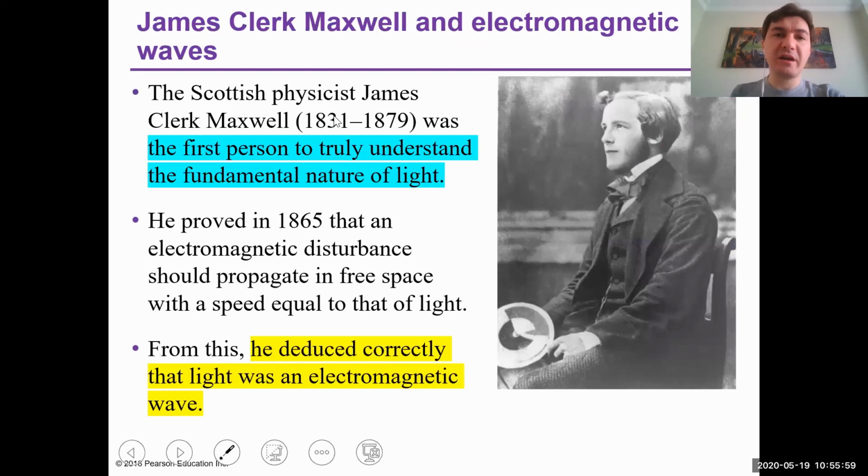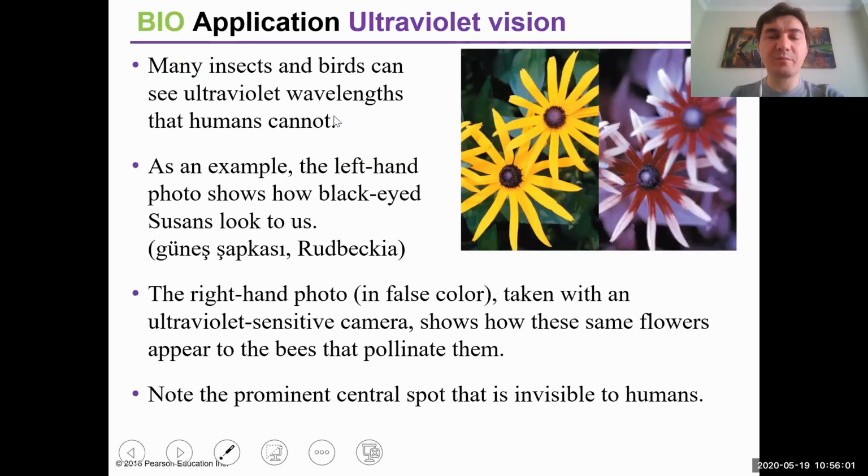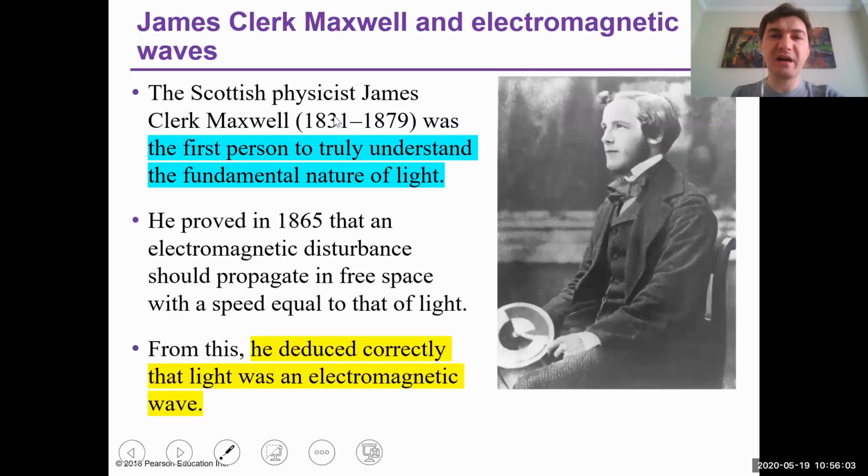So do you have any question until that point? If not, let's continue with the nature of the light.